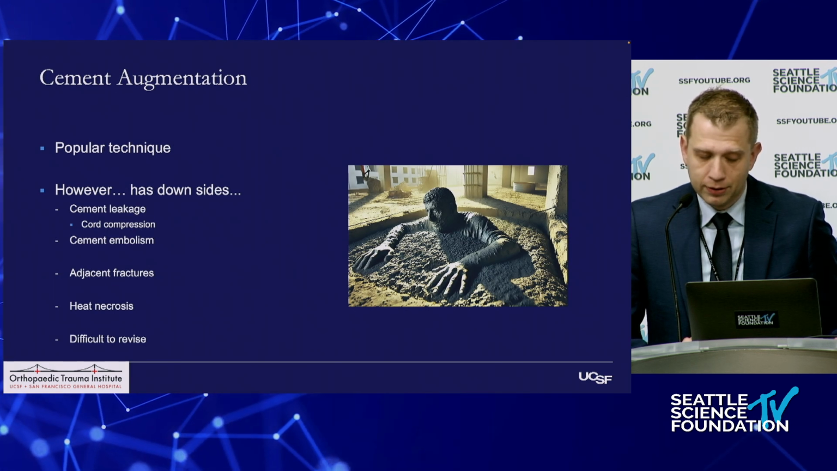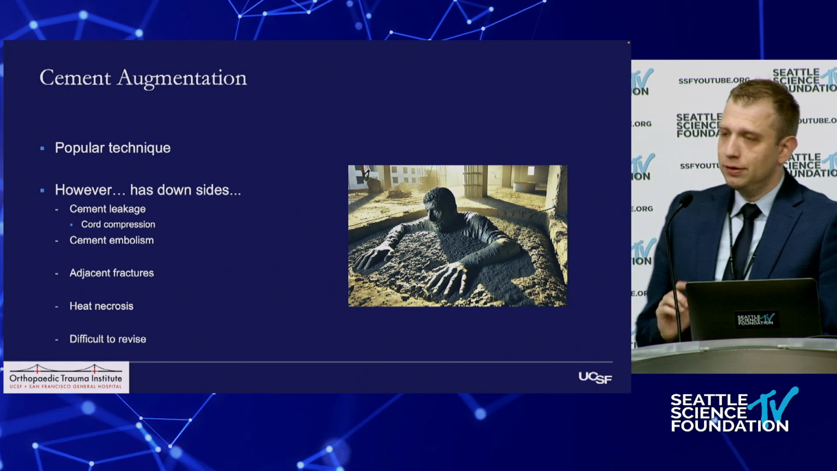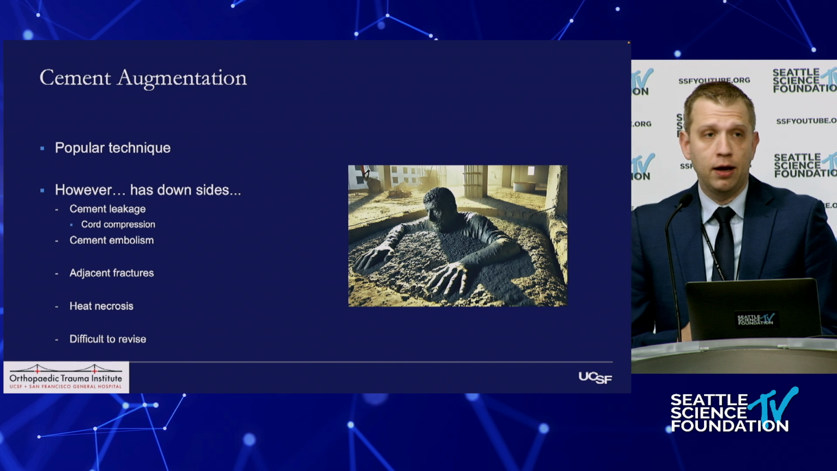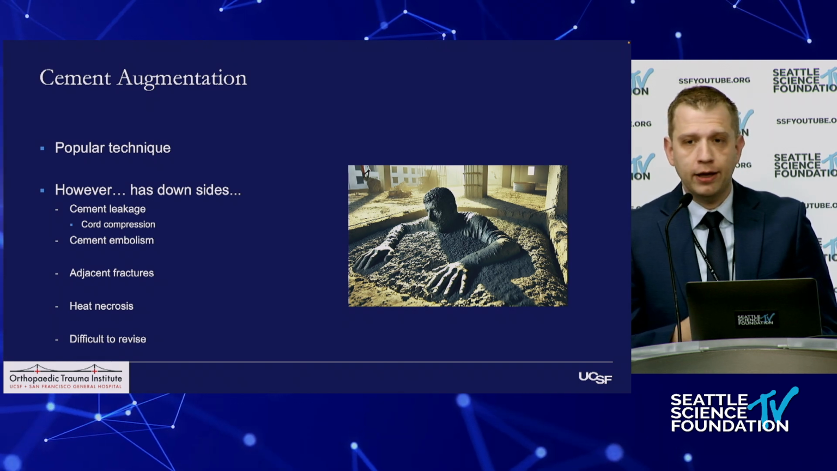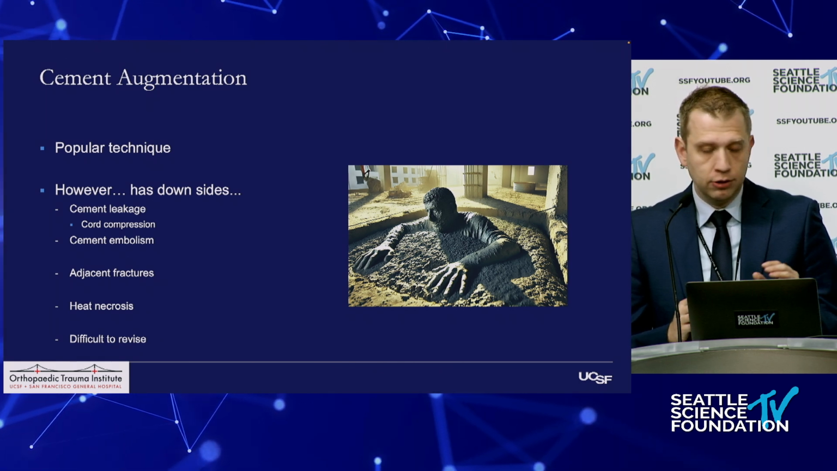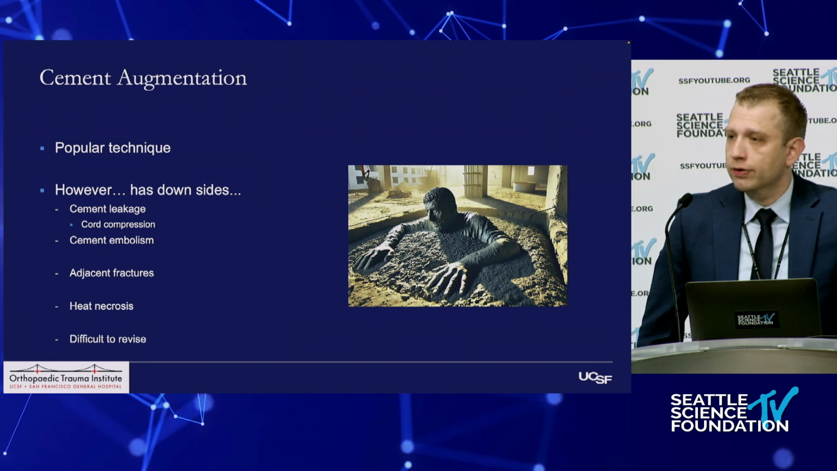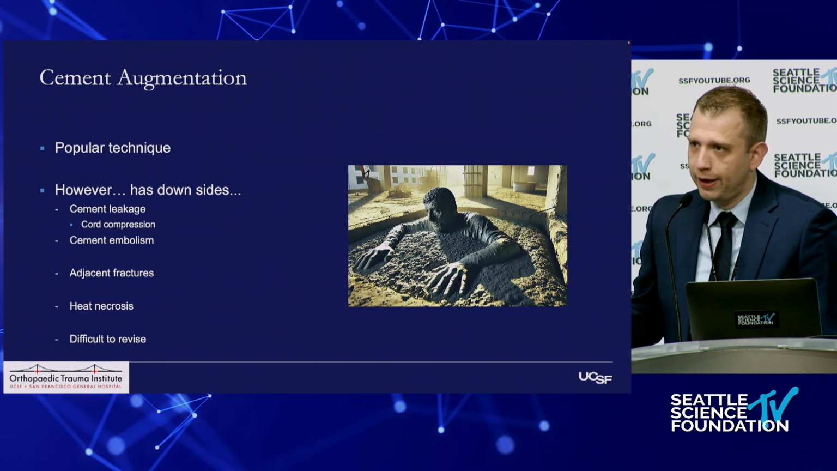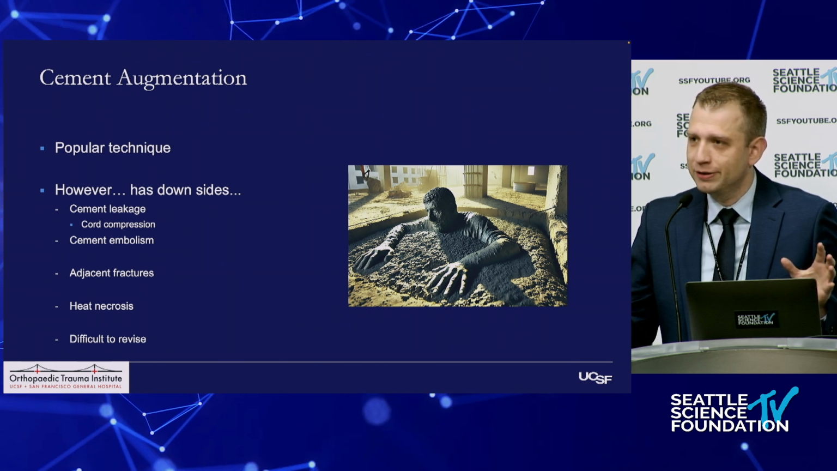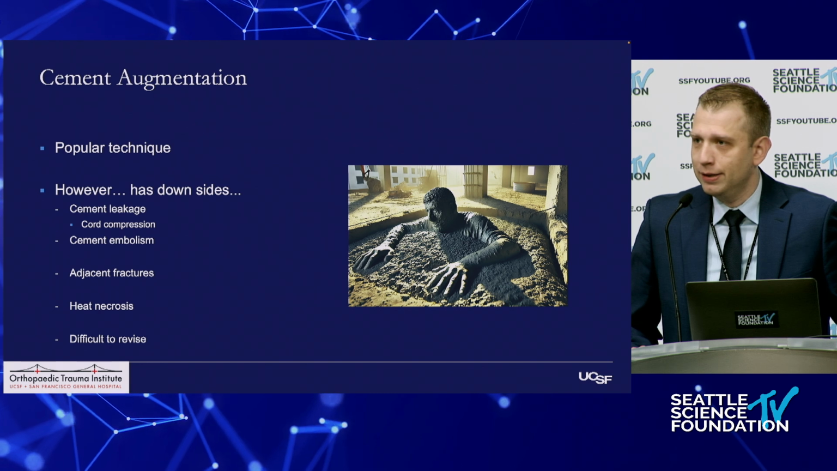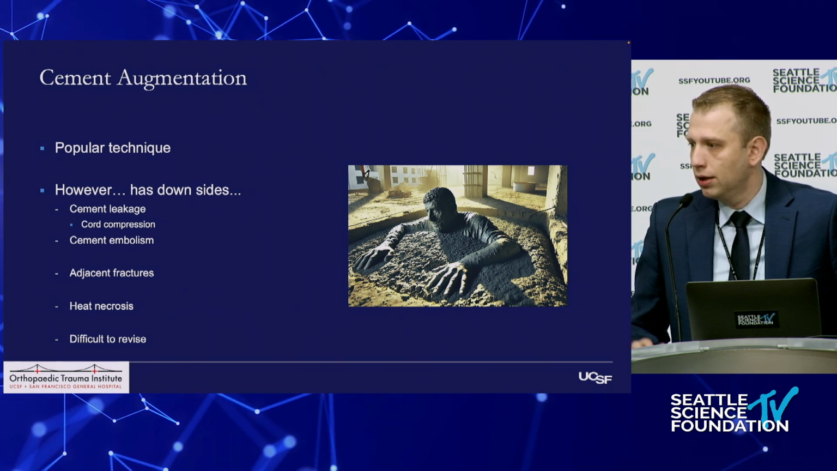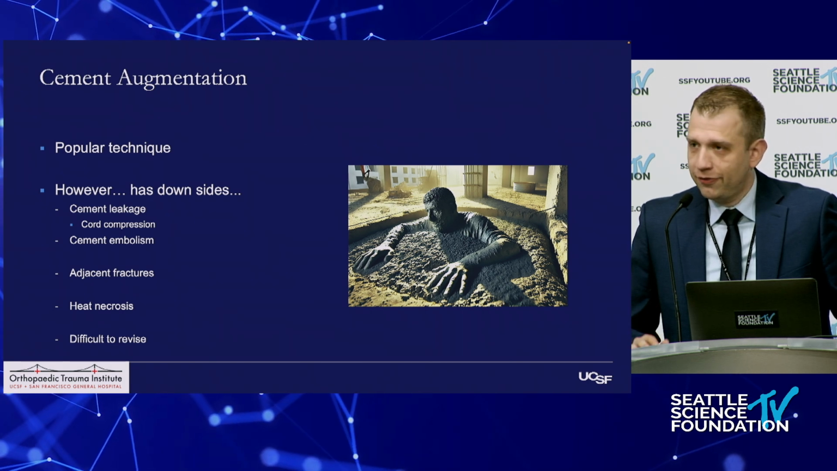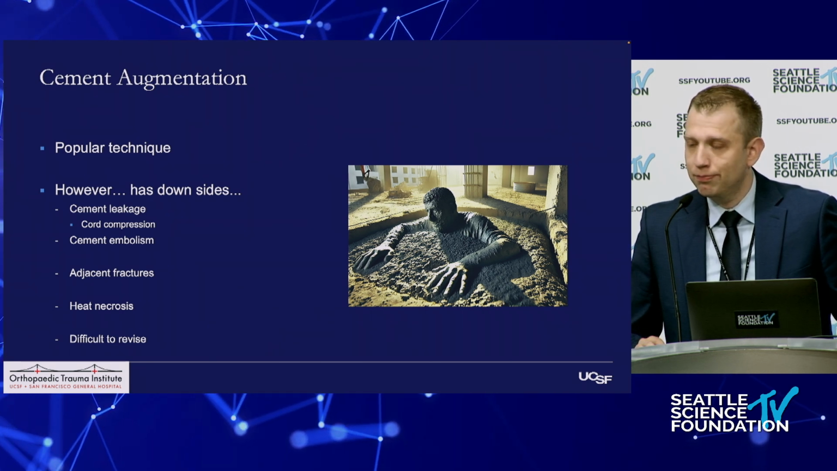So while it's a popular technique, you risk leakage into the canal that could cause cord compression. I've seen some horrific CTs of an encased cord with cement. You could have cement embolisms. I don't know if you've ever seen the contrast studies, but after you cement and you look at the perfusion images of the lungs, it's pretty amazing. And as I mentioned before, a lot of these patients are medically frail, and so that's just playing with fire.